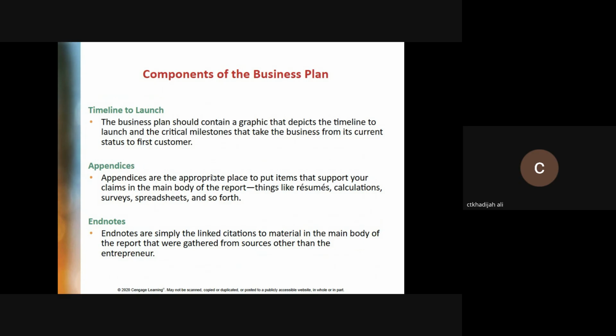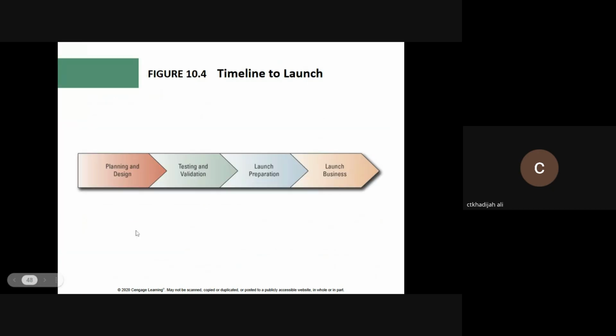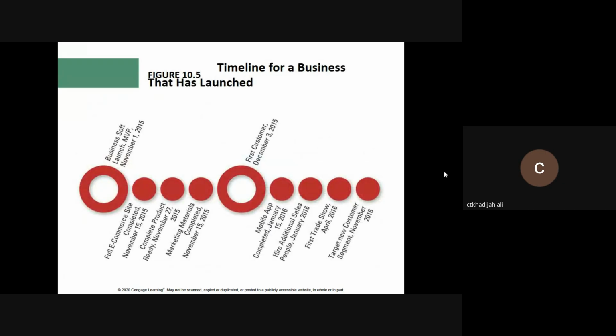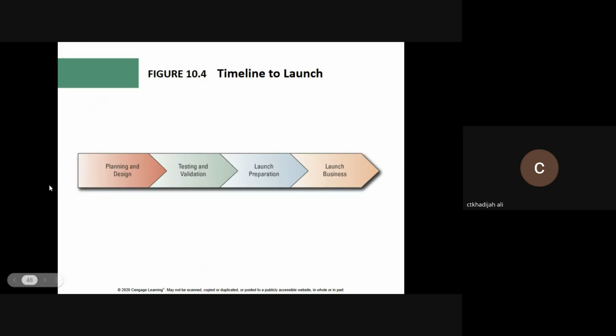Appendices are the appropriate place to put items that support your claim. Endnotes are simply the link citations to materials in the main body, of reports that were gathered from sources other than the entrepreneurs, and not like references in your thesis later on. So this is the timeline to launch: your planning and design, testing, validation, launch group to prepare, and then launch your business. Timeline for a business that has launched.